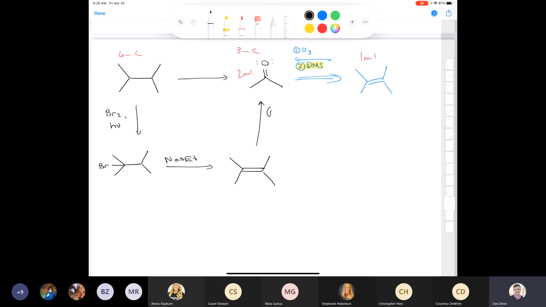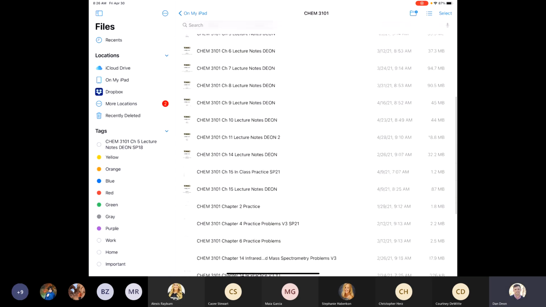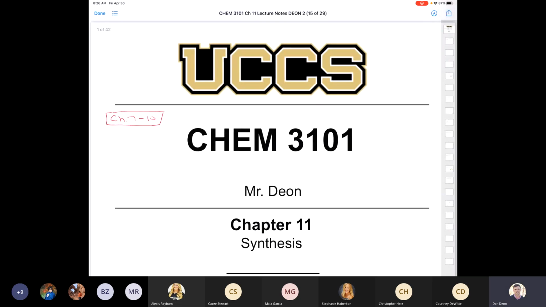And then we take that and we treat it with ozone, followed by DMS. There you go. Kind of an interesting reaction. We don't look at a lot of reactions in this class where you start with 1 mole and end up with 2 moles of something in the end, but kind of cool. Very interesting chemistry there. All right, well, let's get back to the lecture slides.